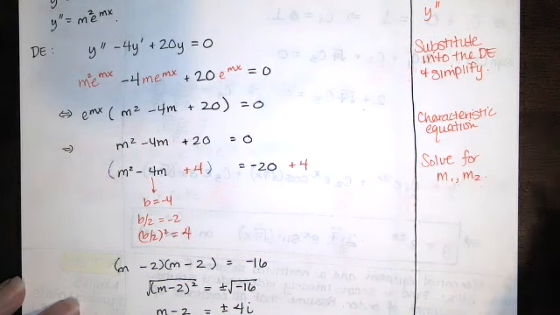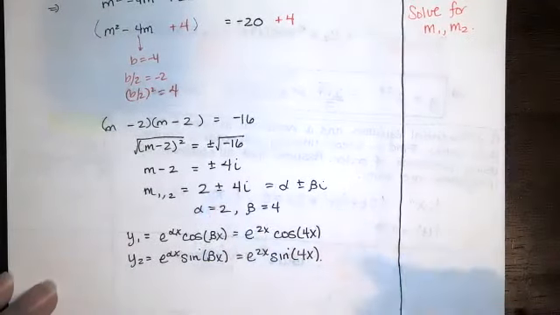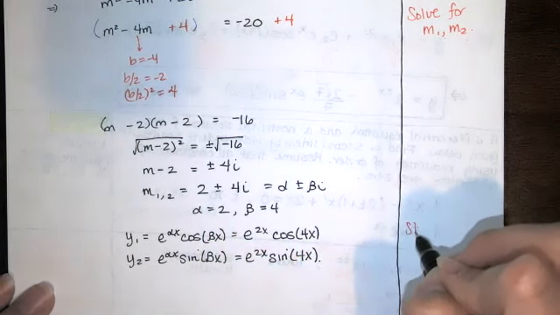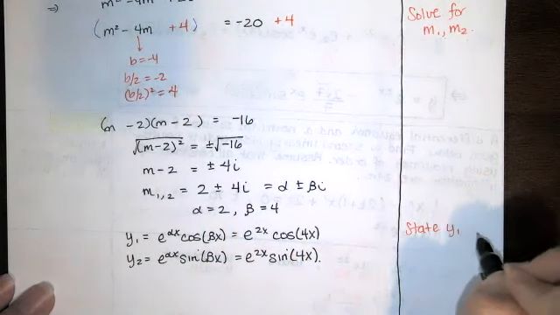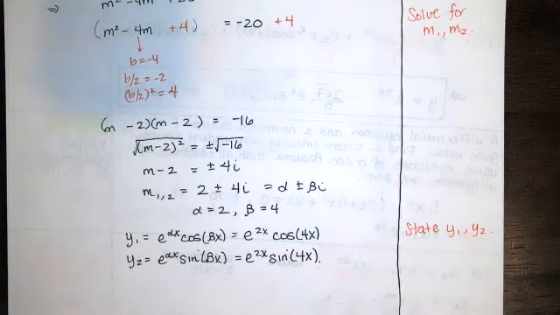This time we completed the square. You could have also used the quadratic formula if you wanted to. And then once we see that m1 and m2 are complex conjugate roots, then we can use those to state the two linearly independent solutions, y1 and y2. And we want the real solutions, not the complex exponential solutions.